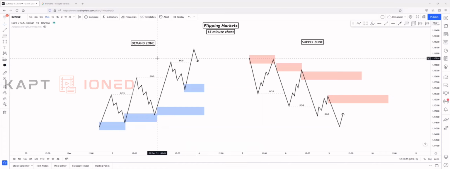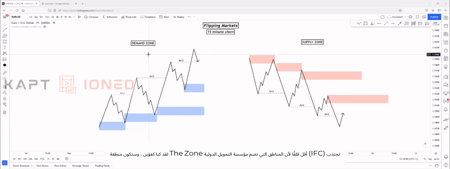Okay. So the first criteria is, write it down, it has to create inefficiency. We call it IFC from now. Without inefficiency, the zone would be less valid, because zones with IFC attract price. So price has a greater chance to tap the zone with IFC than without IFC.